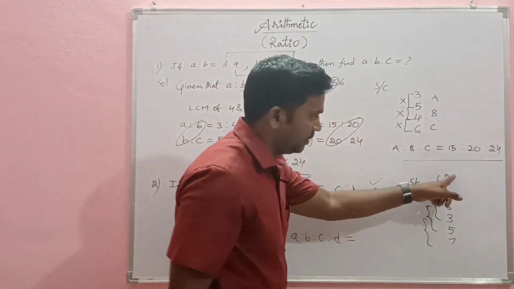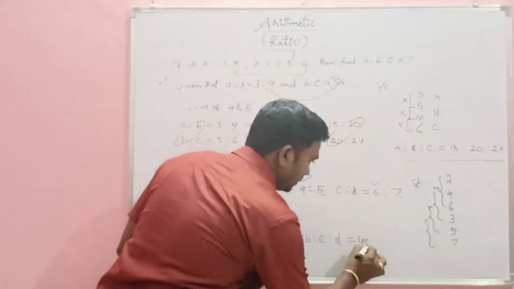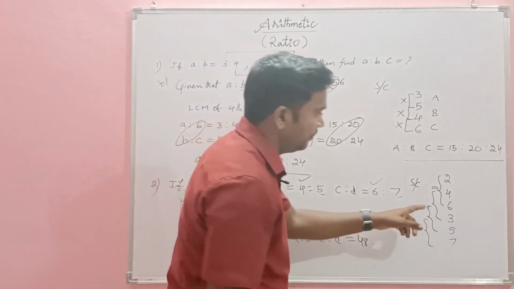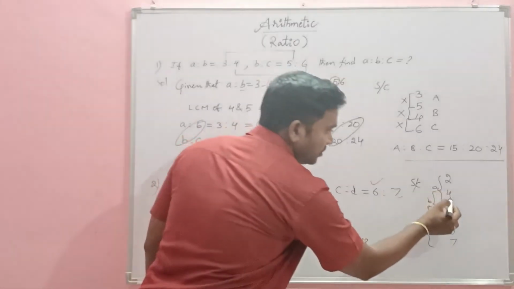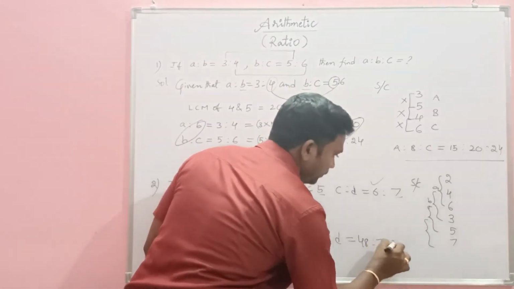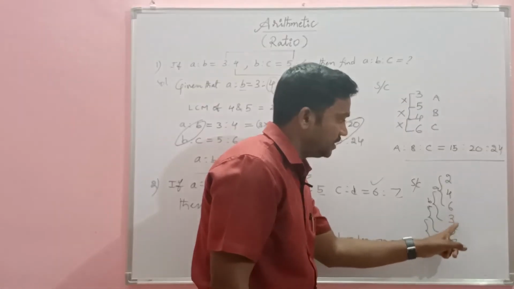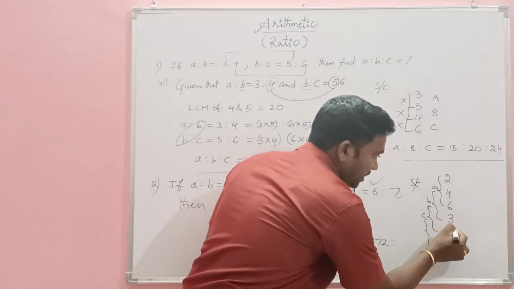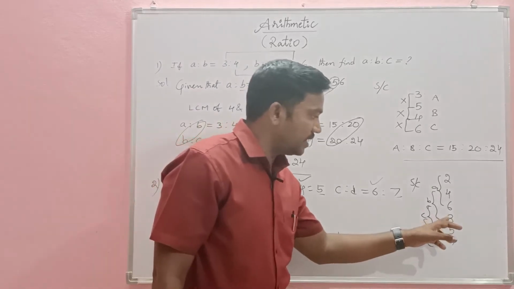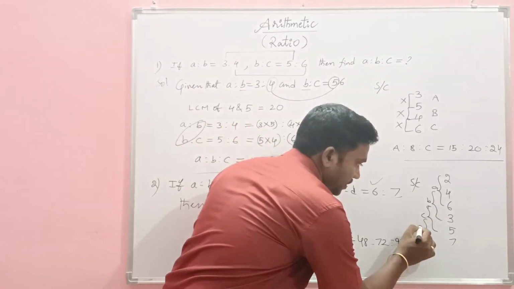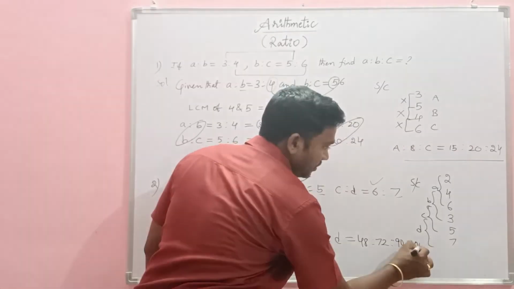So first we have to multiply these three numbers. 2 4s are 8, 8 6s are 48. For B, we have to multiply these three: 4, 6 and 3. 4 6s are 24, 24 3s are 72. For C, we have to multiply these three: 6, 3 and 5. 6 3s are 18, 18 5s are 90. And for D, we have to multiply the last three numbers, 3, 5 and 7. 3 5s are 15, 15 7s are 105.